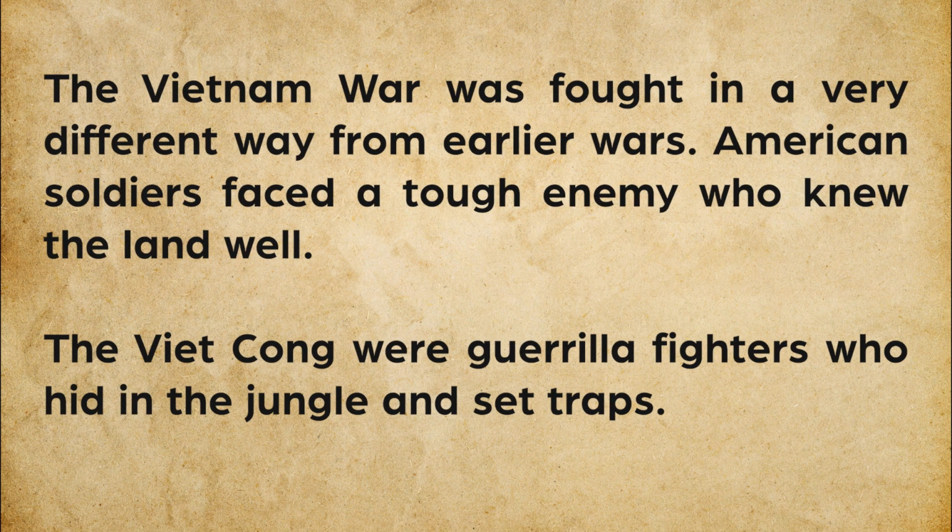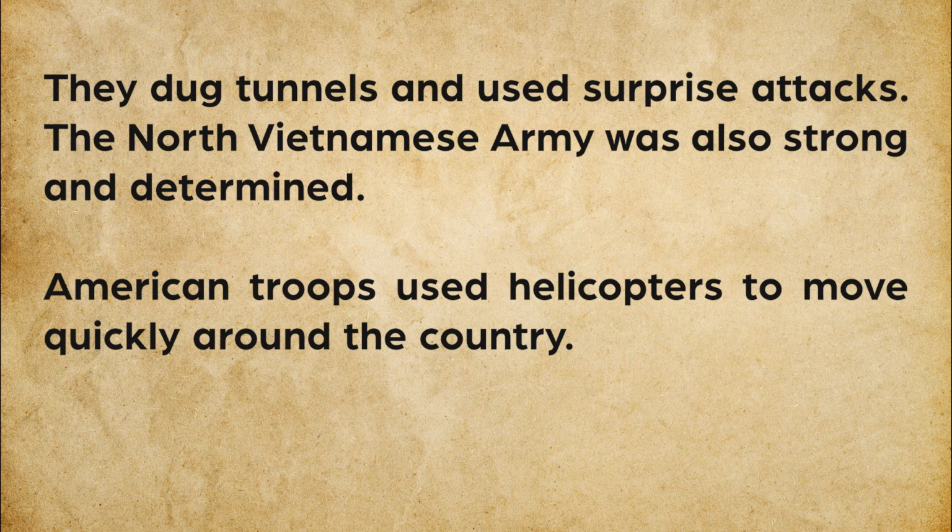The Vietnam War was fought in a very different way from earlier wars. American soldiers faced a tough enemy who knew the land well. The Viet Cong were guerrilla fighters who hid in the jungle and set traps. They dug tunnels and used surprise attacks. The North Vietnamese army was also strong and determined.